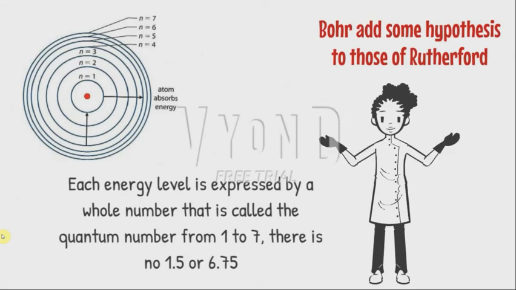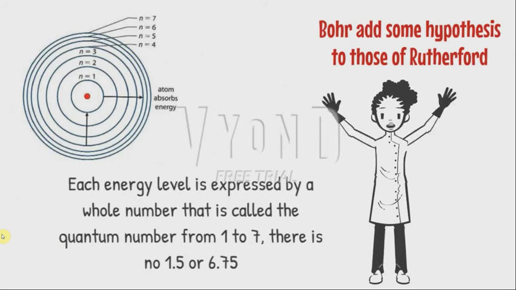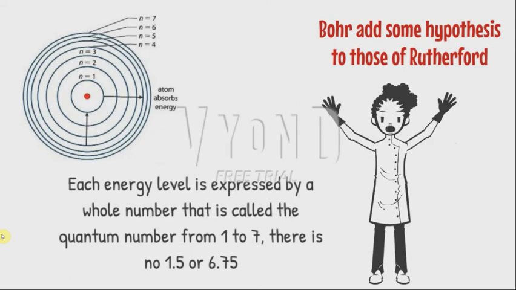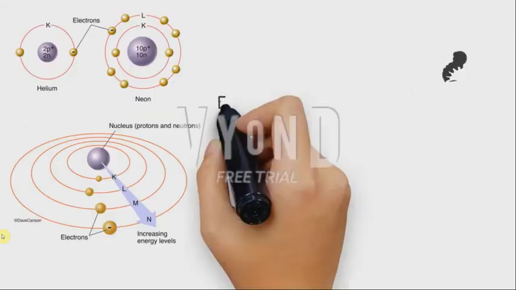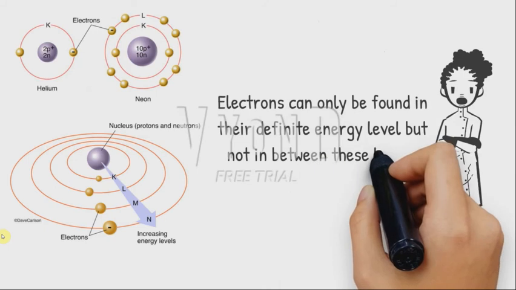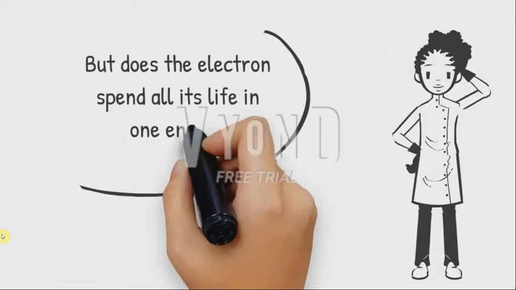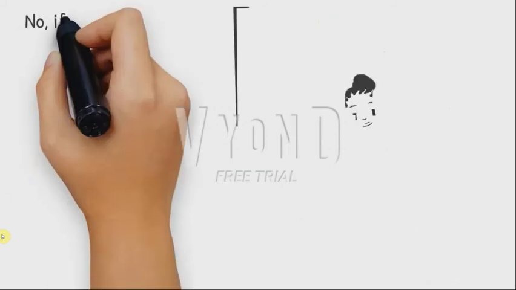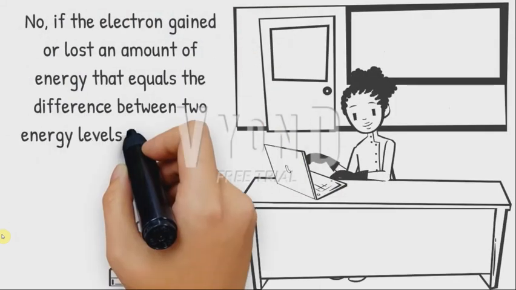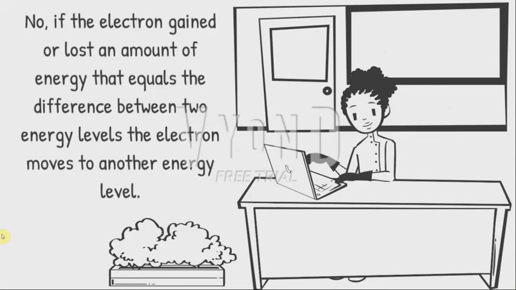But there is no 1.5 or energy level with number 6.75. It's only whole numbers. Electrons can only be found in their definite energy levels, but not in between these levels. But does the electron spend all its life in one energy level? No. If the electron gained or lost an amount of energy that equals the difference between two energy levels, the electron starts to move immediately to another energy level, either a higher energy level or a lower energy level. It depends if the electron is gaining or losing energy.